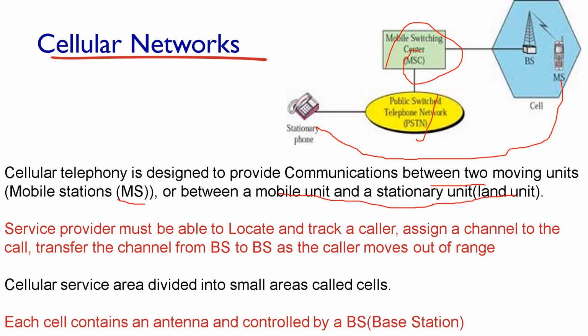The service provider must be able to locate and track a caller, assign a channel to the call, and transfer the channel from BS to BS as the caller moves out of range. The cellular service area is divided into small areas called cells, and each cell contains an antenna, which is controlled by the base station.